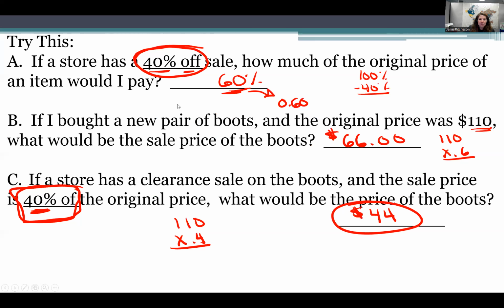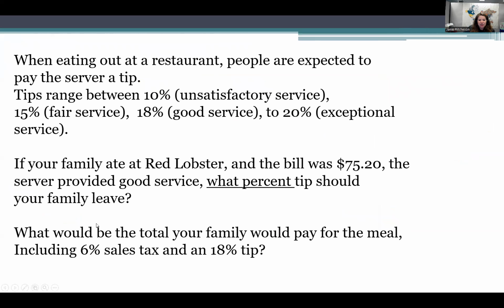Okay, so you've got to read it carefully. If it's off, you subtract. If it's of, you don't subtract. You just find what it's telling you.